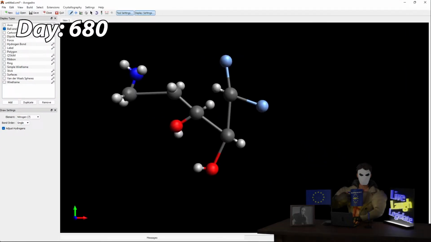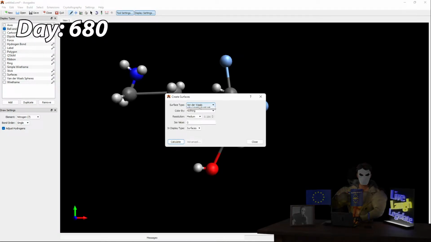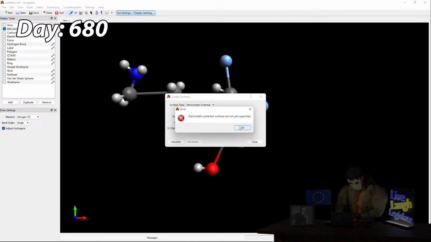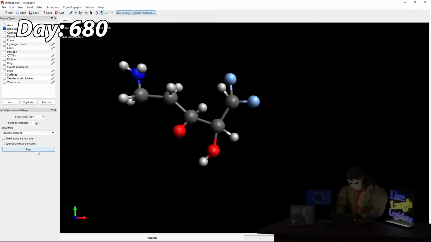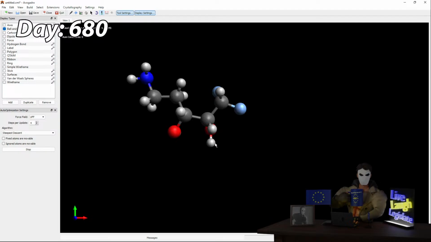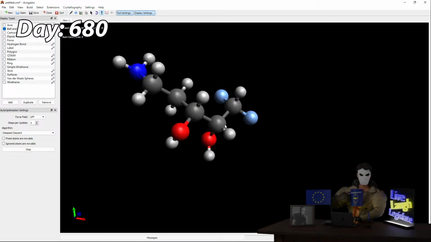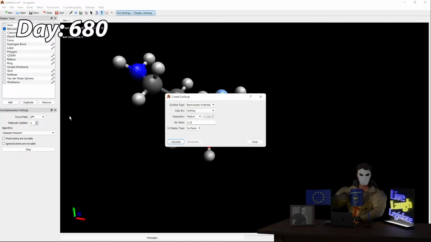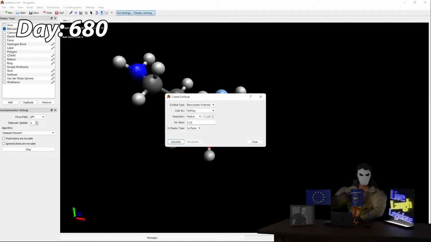Now, how did you make the surfaces? Extensions. Create surfaces. Electrostatic potential. Calculate. What? Is it because I didn't simulate it? That might be it. You can start the simulation and it will just figure out the molecule. There we go. Can I create the surfaces now? Electrostatic potential.